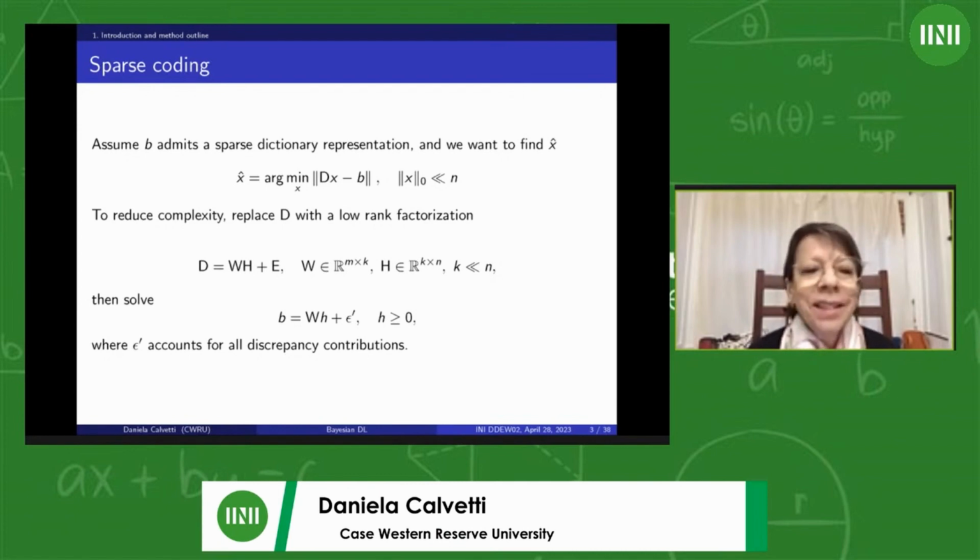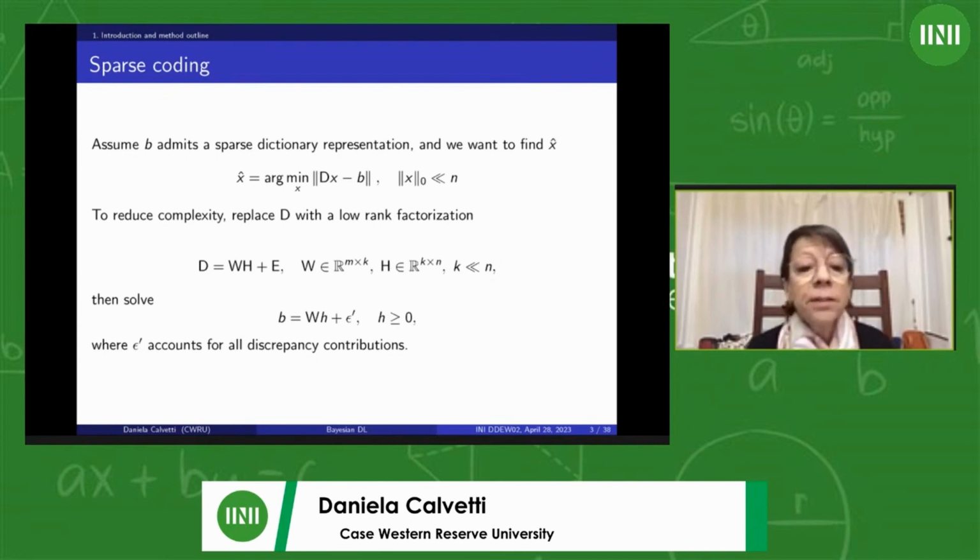Now, some of the dictionaries that I've been working with recently have been very large in both ways, in the sense that I work with dictionaries whose entries have very many components, so the atoms are high dimensional, and the dictionary itself is overcomplete and contains a lot of atoms. In either case, it has been necessary to reduce the complexity, and the natural way to do this is to replace the dictionary with a low rank factorization.